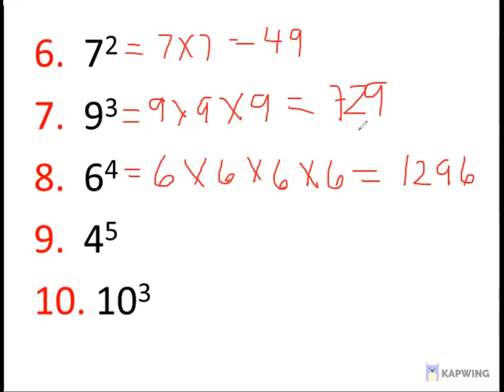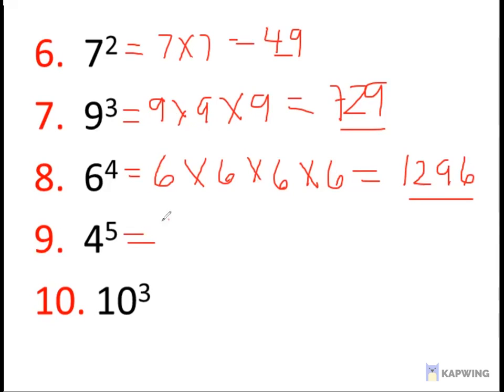1,296. Kung nagtataka po kayo kung saan ko nakukuha itong mga standard form, ilalagay nyo lang po yung sagot pag minultiply nyo na po itong 4 na 6. Itong tatlong 9 na yan, kapag minultiply nyo yan, magiging 729. Itong 4 na 6 na to, magiging 1,296 at itong dalawang 7 ay magiging 49.